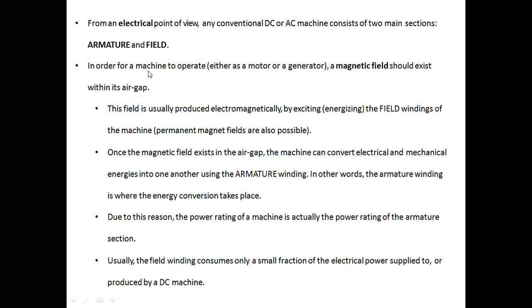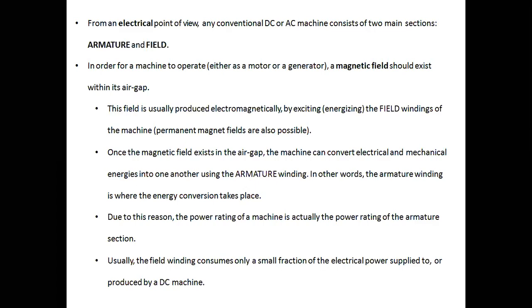So in order to operate that machine as a DC motor or DC generator, magnetic field should exist within the air gap. If we are converting mechanical energy into electrical, at that time there will be EMF generated, and that EMF we are calling the generated EMF. But if that machine works as a DC motor, that induced EMF we will call the back EMF in the DC motor, because it will work in the opposite direction to the applied voltage.